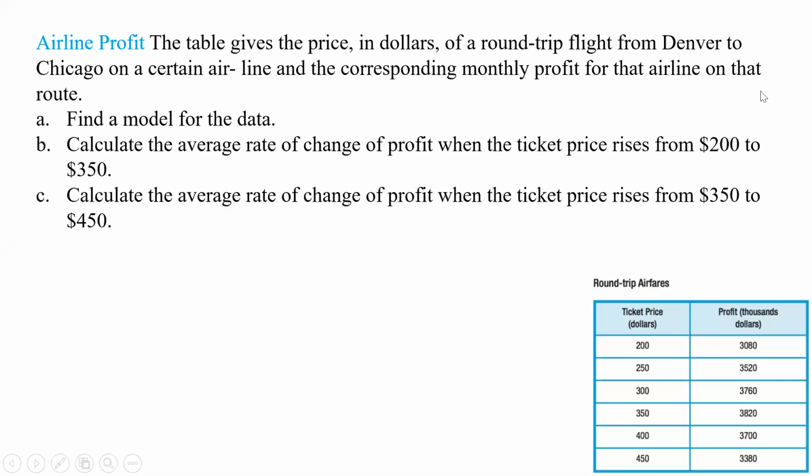All right, so we're back onto an airline kind of profit problem. And it here says the table gives the price in dollars of a round trip flight from Denver to Chicago on a certain airline and the corresponding monthly profit for that airline on that route. So before we do it, we see that the prices are going up. And here we go up, up, up, up, and then it starts going back down. And so what are we seeing? Well, we should say, we're seeing some kind of quadratic function.